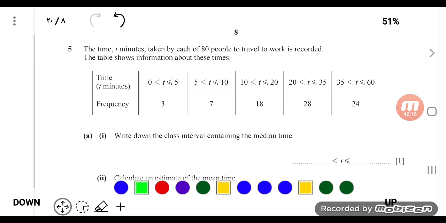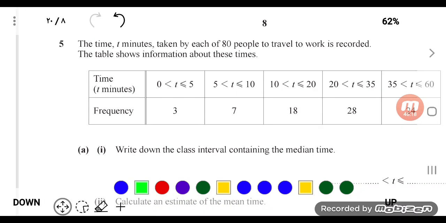Next question, number 5. The time t minutes taken by each of 80 people to travel to work is recorded. The table shows information about these times. The question here is to write down the class interval containing the median.